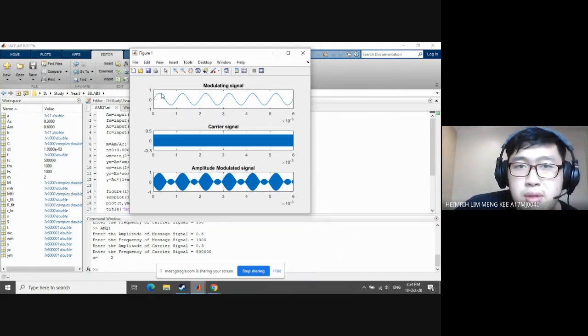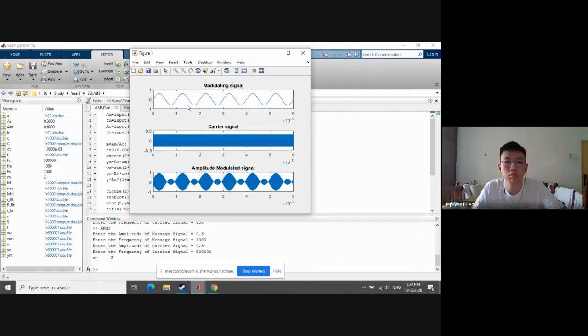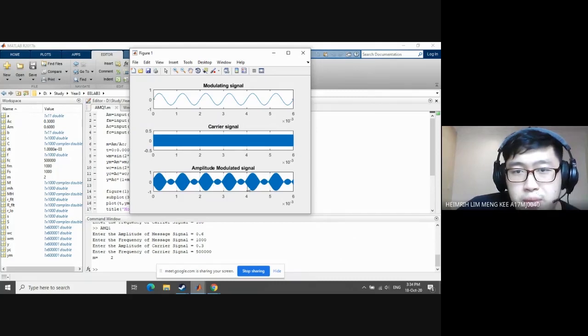So we can see this is the waveform of the carrier signal. This is actually the message wave, and this is a signal wave. And then we can see from the modulated signal, there's this bubble here when it goes down. So what this shows is that this is over modulation.